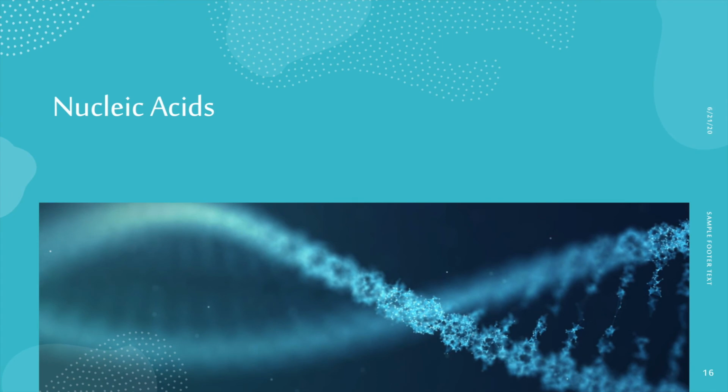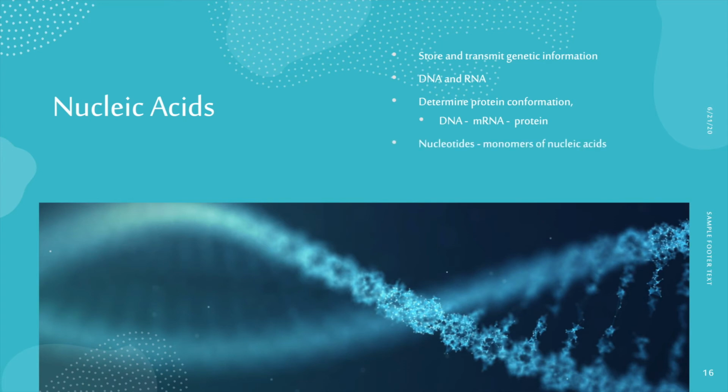Now let's move to the final macromolecule, nucleic acids. Nucleic acids store and transmit genetic information. There are 2 types of nucleic acids, DNA and RNA. Nucleic acids also determine protein conformation, as information is transmitted from DNA to mRNA to protein. DNA determines the primary sequence of protein, or the amino acid sequence. Nucleotides are the monomers of nucleic acids.